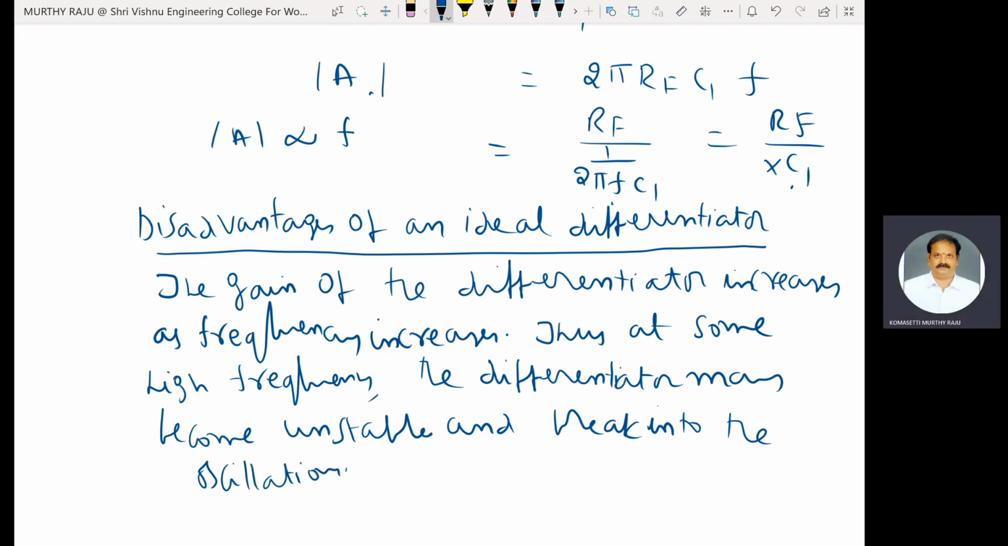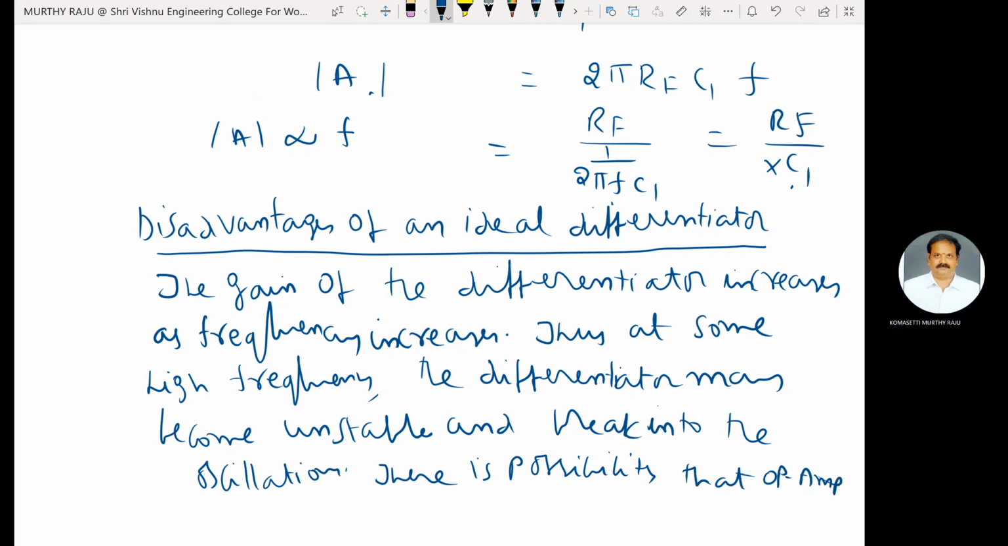Oscillations mean some undesirable oscillations are produced without any input. There is a possibility that the op-amp may go into saturation.